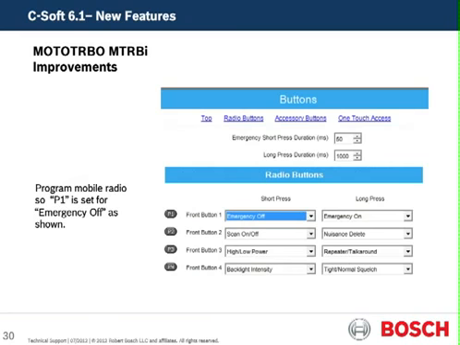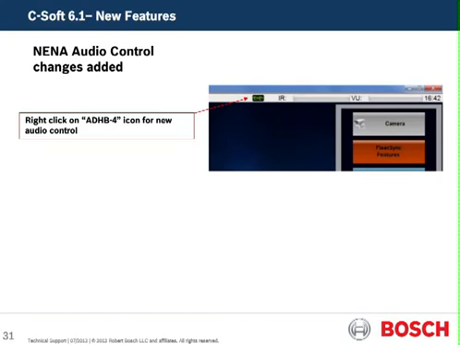For emergency off to function correctly in your Moto Turbo mobile, you'll need to configure P1 as shown to emergency off. Additional 80 HB4 audio controls have been added since version 5.3. Right-clicking on the 80 HB4 icon will open an 80 HB4 control screen. The following slides will cover these new features.